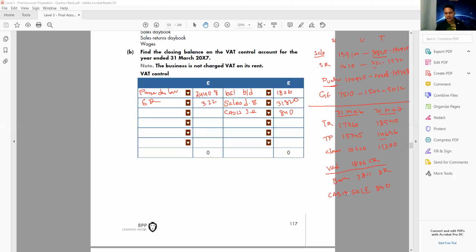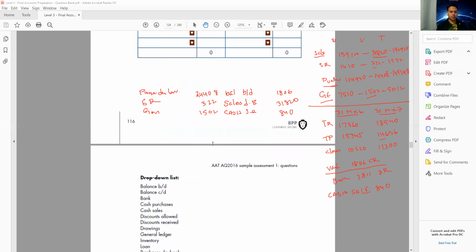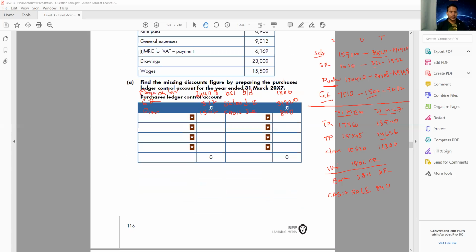Then what else? We have a general expense. This VAT, they say recoverable. So we're going to say general expense, that is 1502. And the final thing I want to see is there any VAT I already paid. So let's have a look. The bank. On the bank, we can see there is a figure here. It's a HMRC for VAT payment 6169.